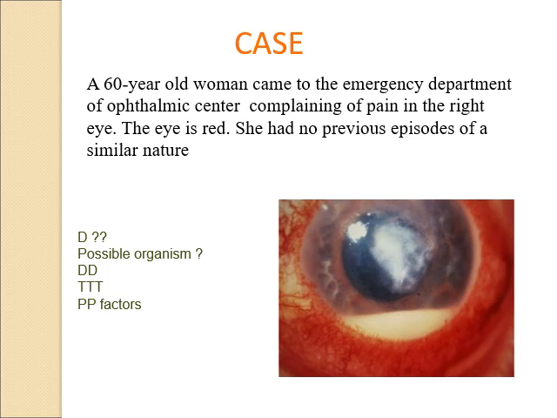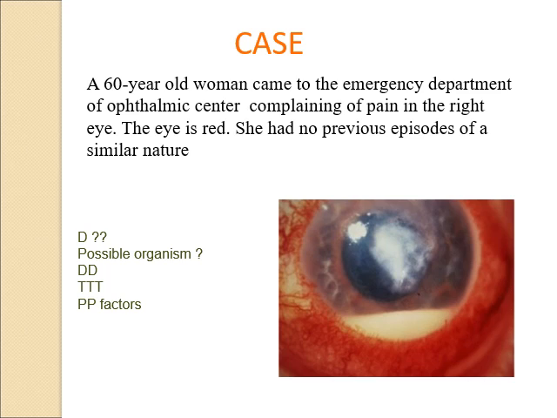A 60-year-old woman came to the emergency department of the ophthalmic center complaining of pain in the right eye. As you can see, the eye is red. She had no previous episode of similar nature. What's your diagnosis? What is seen in the anterior chamber? Yes, this is hypopyon. So this is hypopyon ulcer.